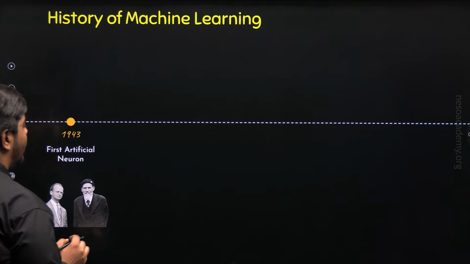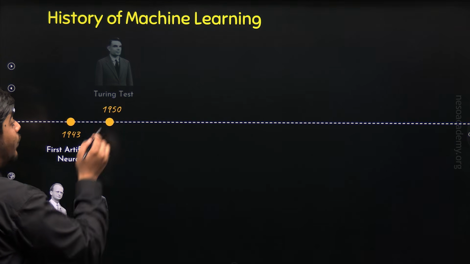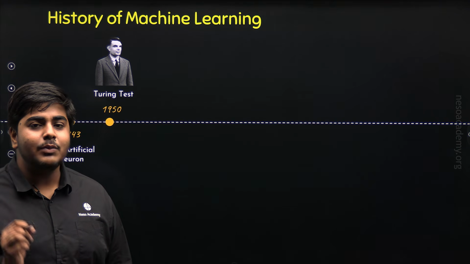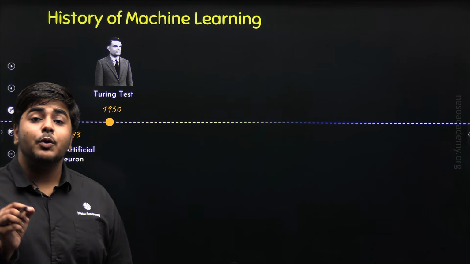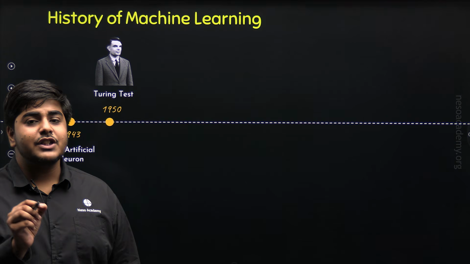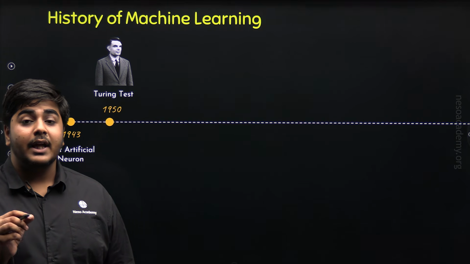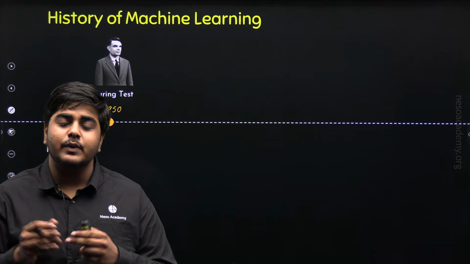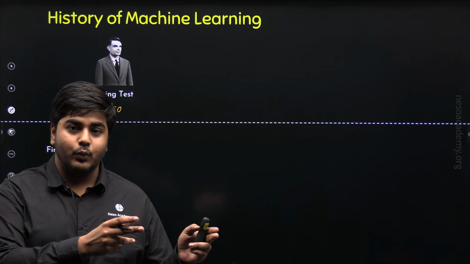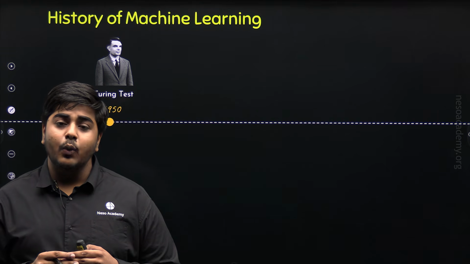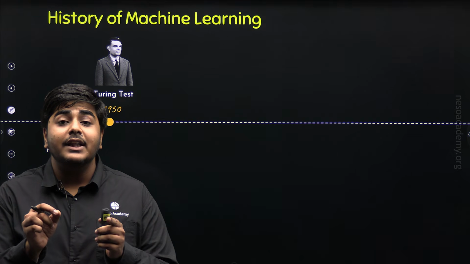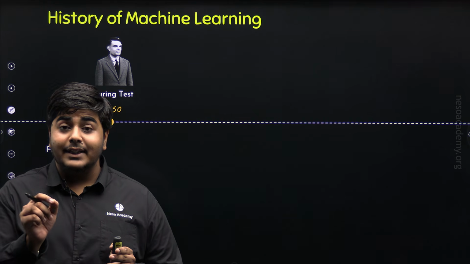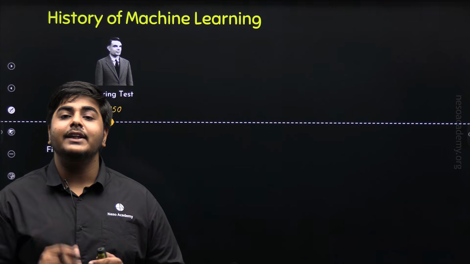Now, the next important milestone was in the year 1950, when Alan Turing asked a very fascinating question. Can machines think like humans? And to explore this question, he proposed his famous Turing test, which is also known as imitation game. In Turing test, there was a human evaluator who was engaged in a text-based conversation with two hidden participants. One was machine and one was human. Now, if the human evaluator was not able to tell the differences between the machine and the human based on their textual responses, then the machine is said to have passed the Turing test.